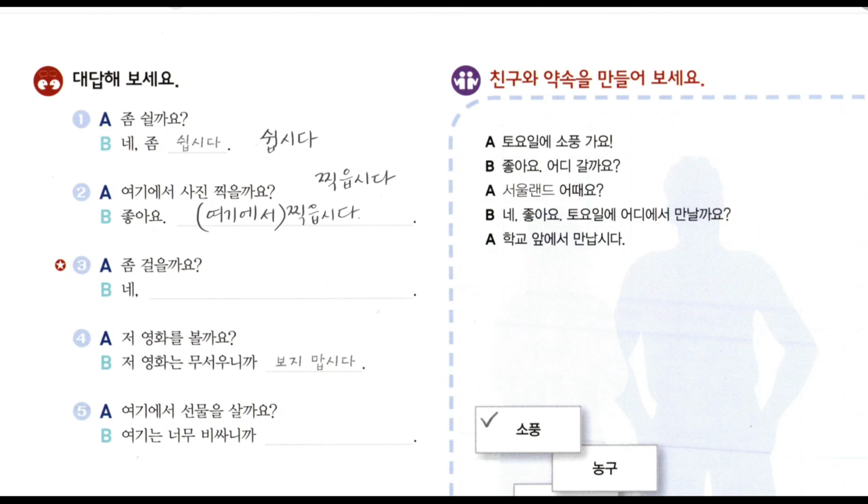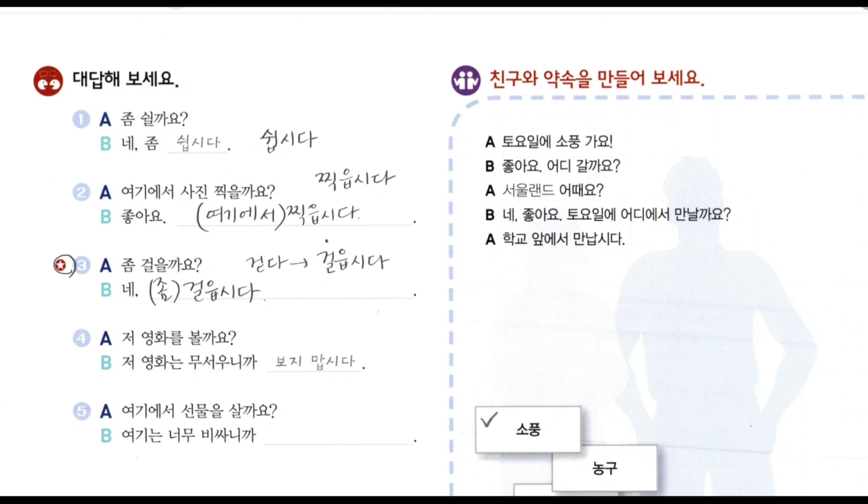3번, 좀 걸을까요? Shall we walk a little bit? 네, let's walk. 어떻게 말해요? 자, 걸을까요? Base form 뭡니까? It's irregular, isn't it? 걷다입니다. However, we conjugate this one already 걸 first. And then 받침 있어요. 읍시다 말해요. It's just irregular. Just let's get used to it. 네, 좀 걸읍시다. Irregular.